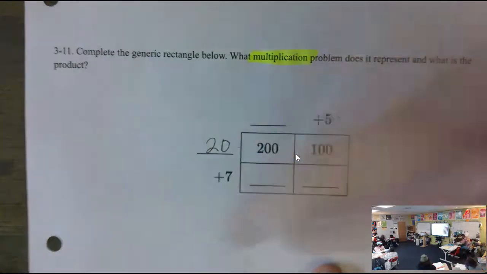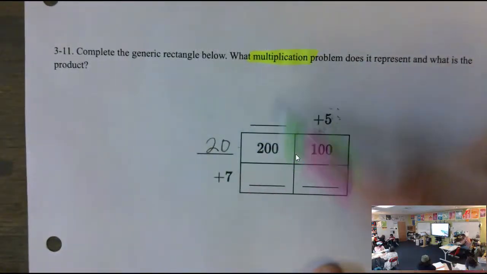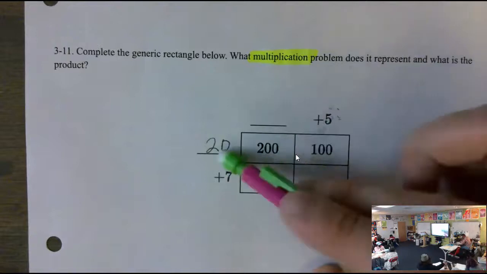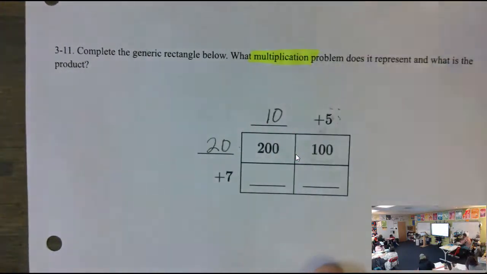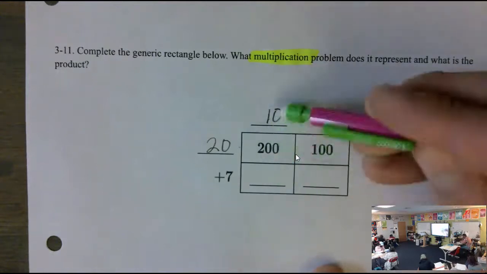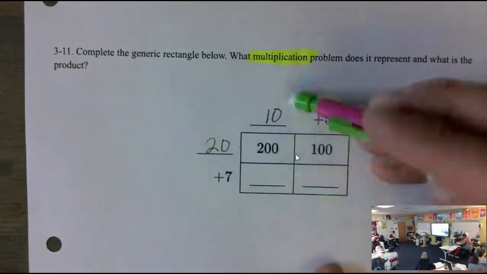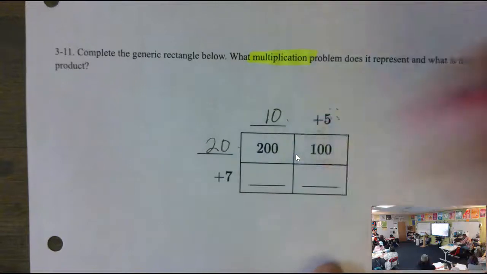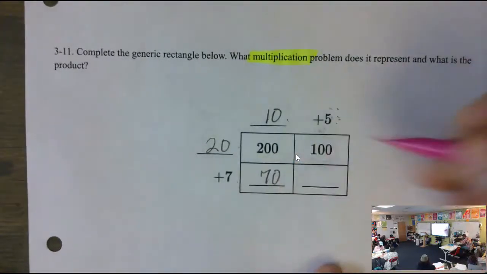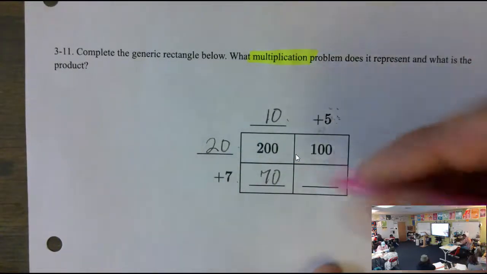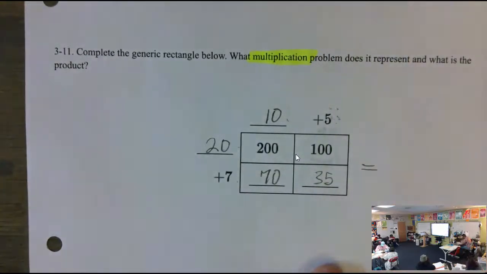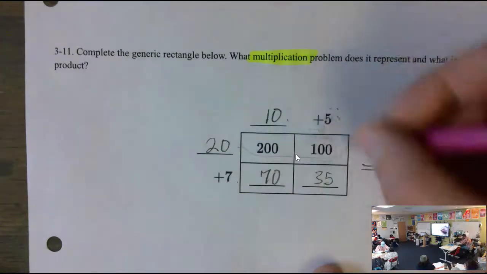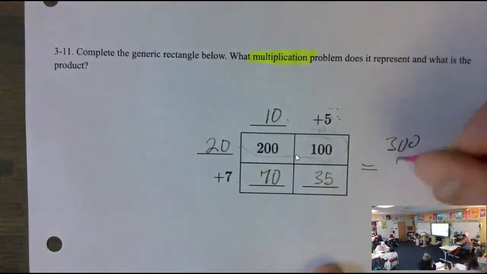Likewise, this 200 came from two numbers that multiplied, so it has to be 10. Then, since we know the 10, we can fill in everything else. What is 10 times 7? And what is 5 times 7? Guys, this problem's not done until you get your final answer. So 200 and 100, I got 300, I got 70, I got 35.